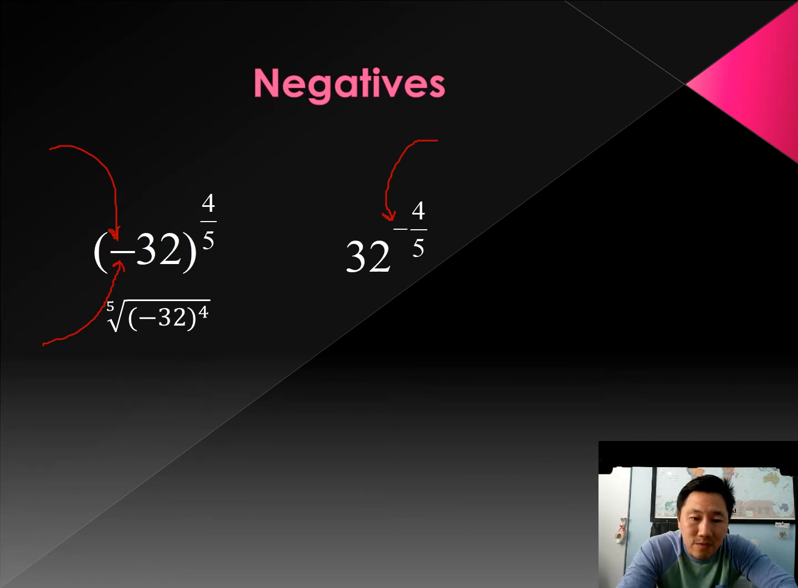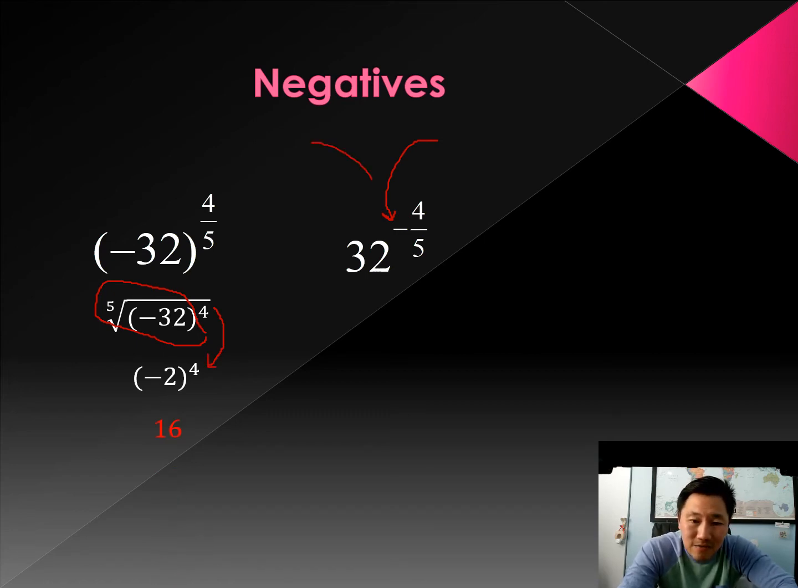You do the 5th root of 4. The 5th root of negative 32 to the 4th power, and then you just evaluate like normal. We do the root first because it's a little bit easier. That gives us a negative 2, and then negative 2 to the 4th power gives us 16.